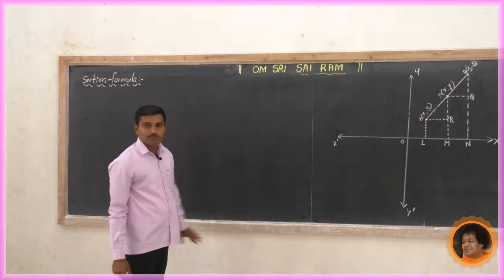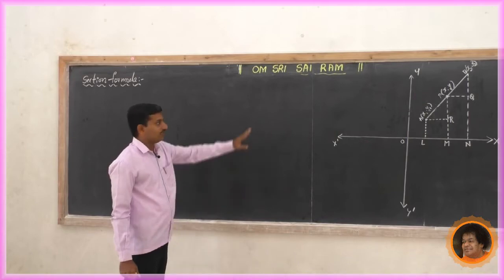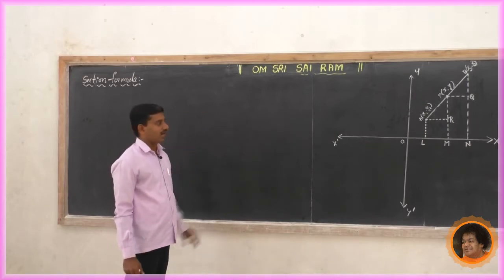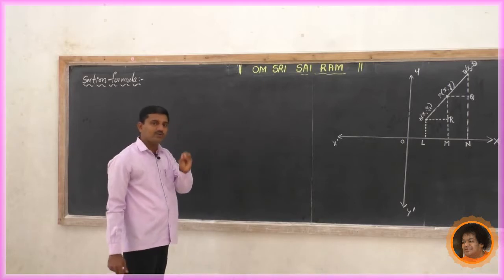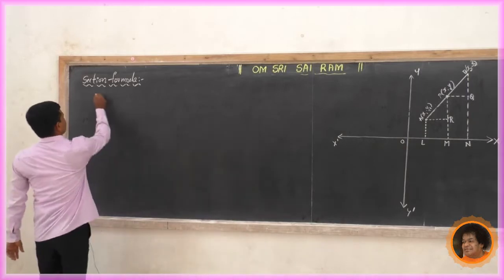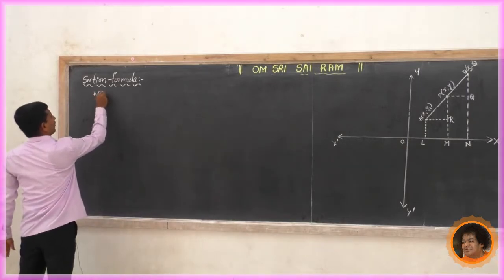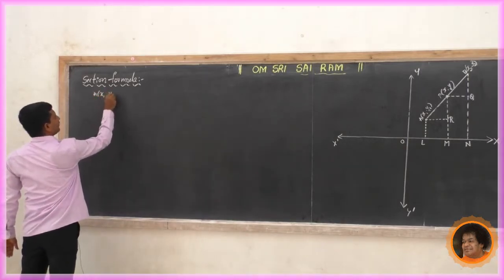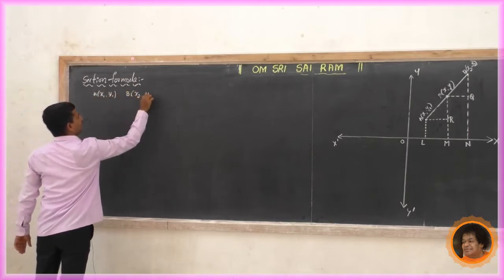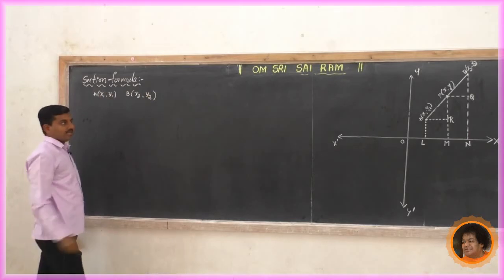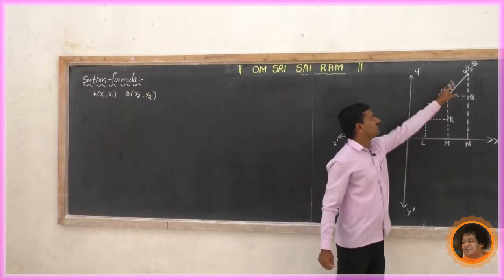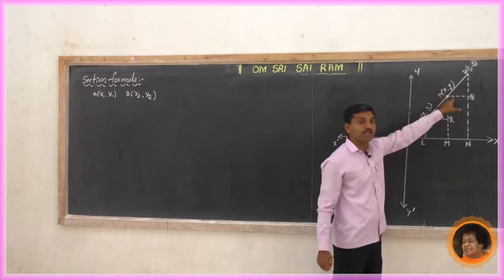From the examination point of view, derivation is not important, but for your extra knowledge, I will give the derivation, but you concentrate only on the formula. Let the coordinates of the point A be x1, y1, and the coordinates of the point B be x2, y2. Now P is a point on AB which divides the line segment AB in the ratio m:n.